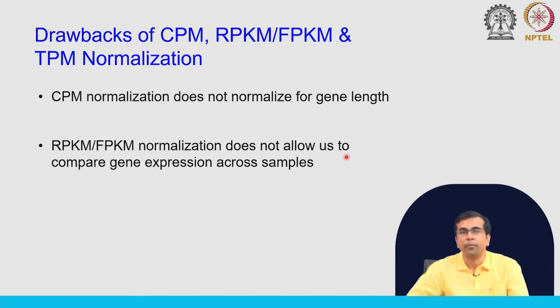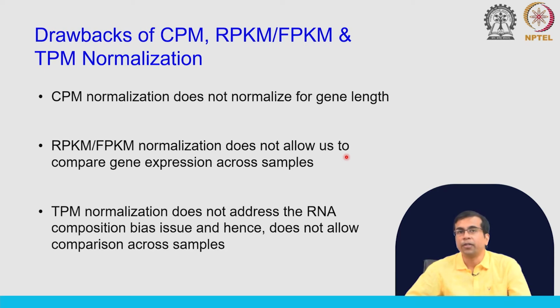We have also seen that RPKM, FPKM normalization does not allow us to compare gene expression across samples because the total count is different. At the end of normalization, the total count that we get is different for each sample, and that means we have not done proper normalization, and in addition you have the RNA composition bias that we have not addressed. Okay. And TPM normalization addresses these issues. We get the total count same for each sample at the end of normalization and we also normalize for gene length, but it still does not address the RNA composition bias issue. So, we cannot really compare across samples because we might end up with some erroneous conclusions.